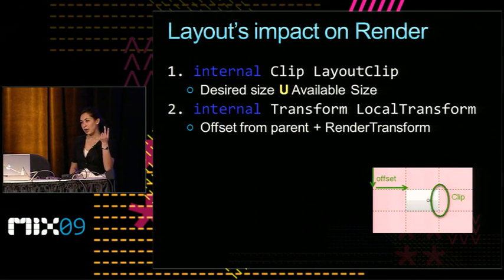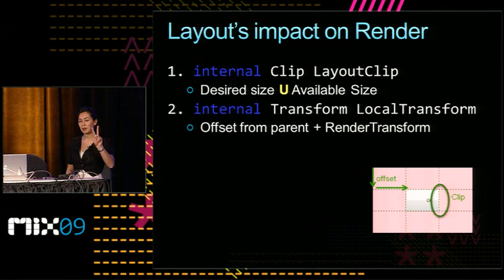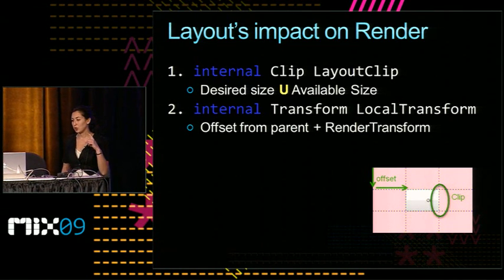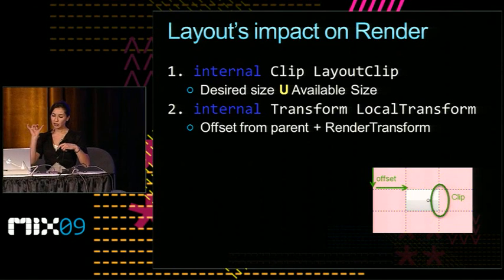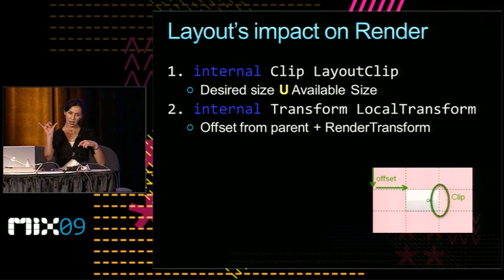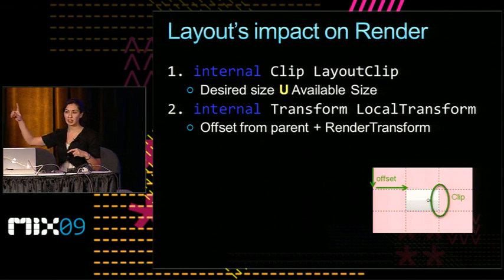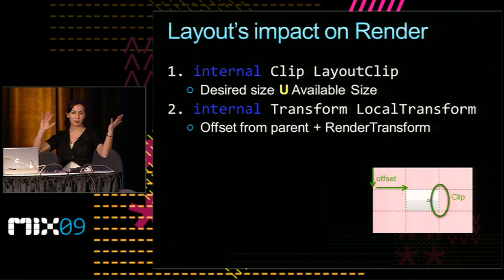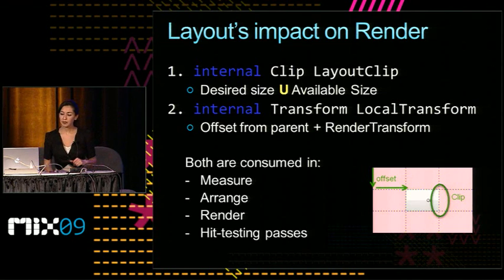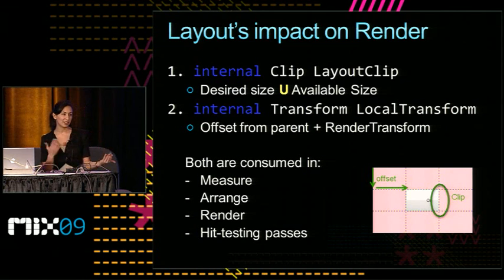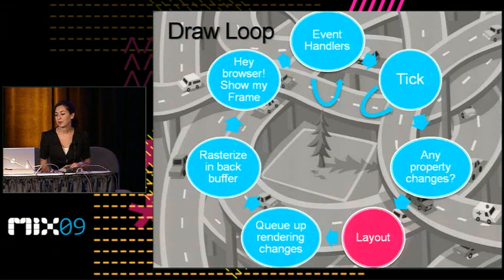Layout impacts render calls by 2 main properties, the layout clip and the local transform. And so here I have actually set the width on my child, on the button, and applying the clip because it's now bigger than the box that it's allotted, and then the offset. Pretty self-explanatory. Both of these are consumed in all of the places that you expect to. We're not going to hit test things that are clipped out.